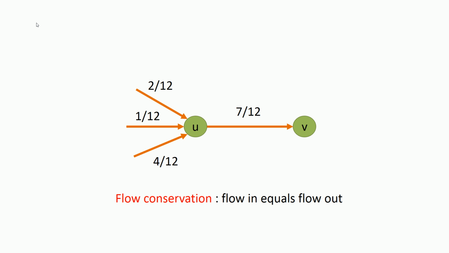For example, consider this diagram. There are three edges coming to the U vertex, so the total inflow of the U vertex is 7. So the total flow out from the U vertex also should be 7, and it is 7 for this diagram. You can simply memorize this flow conservation property in this way: for any vertex other than source or sink, flow in should be equal to flow out.